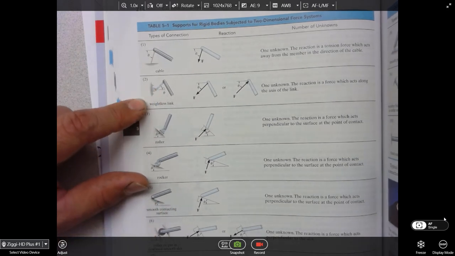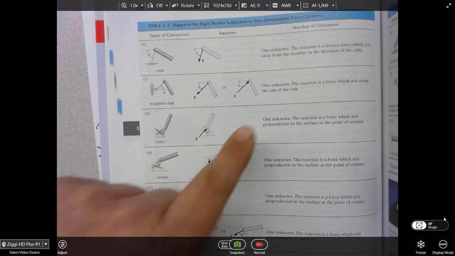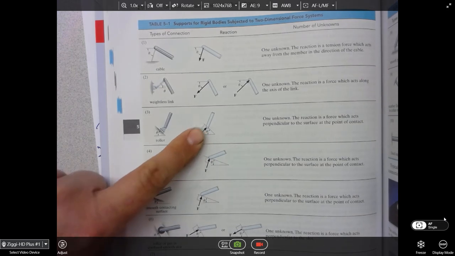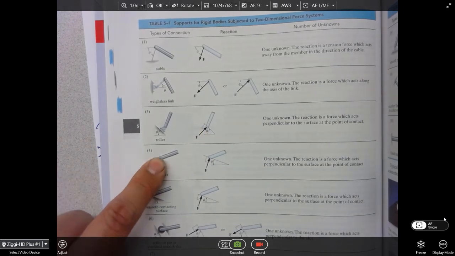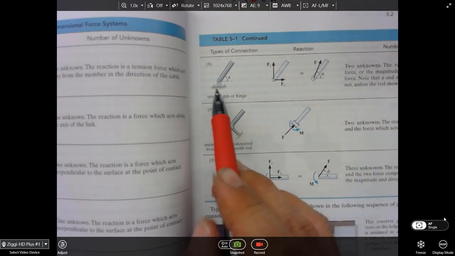Here we have a weightless link, okay? So if it's just a little bar, same thing, force directed along it. A roller just provides a normal force. A rocker, also a normal force. Smooth surface is a normal force, okay? It gets slightly more complicated when we get over here.